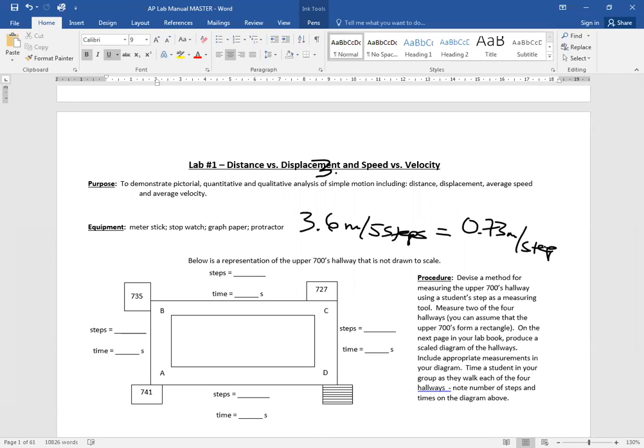Okay, good. So you need to go out in the hallway. You need to count your steps. Right? So you're going to start in this corner, count how many steps it takes to get to that corner, and then turn and count how many steps it takes to get to the end of the long hallway. So you come back with 2 numbers. Number of steps for the short hallway, number of steps for the long hallway.